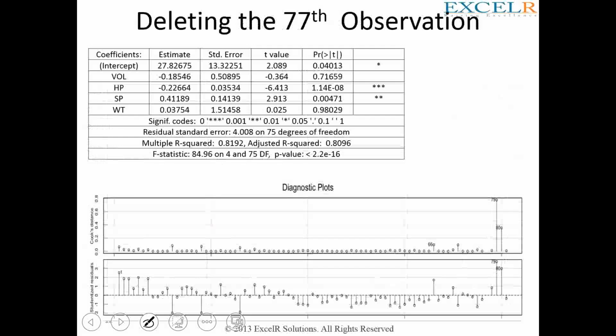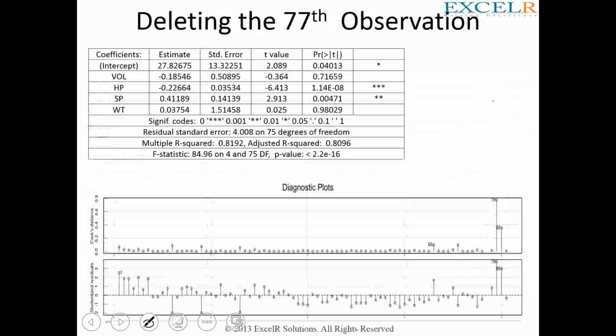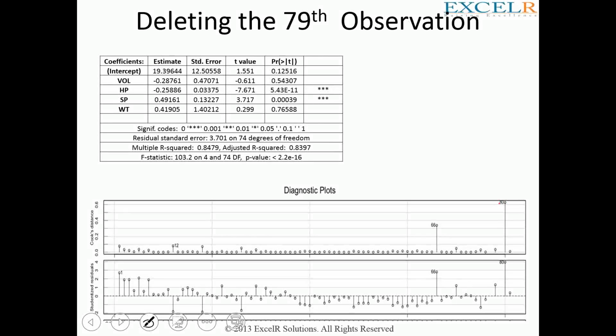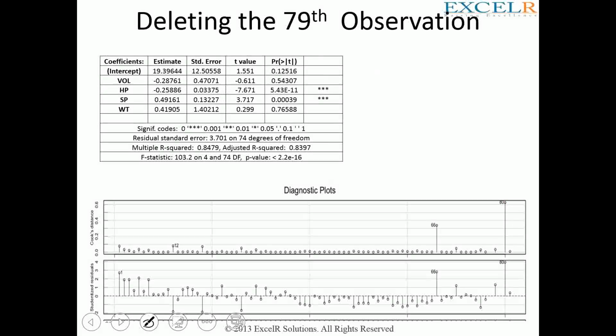So let us delete this variable 77 and see what happens to our regression model. If I delete the 77th observation, I do not see any significant difference there. But when I delete that and plot my diagnostic plot, I feel that 79 is another variable which now comes up as being significant. Now let me also delete the 79th value. But if you notice, when I delete the 79th observation, your intercept is becoming insignificant. So it's making a huge difference.